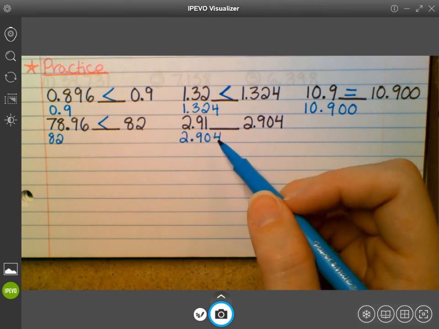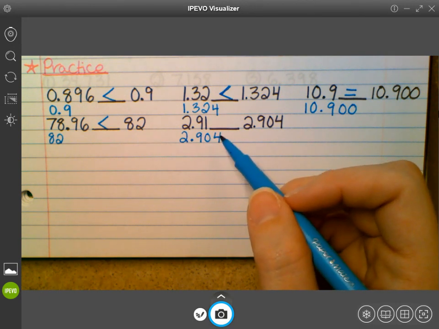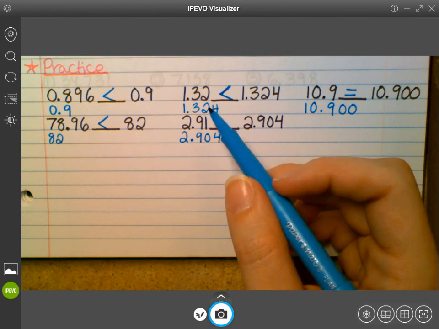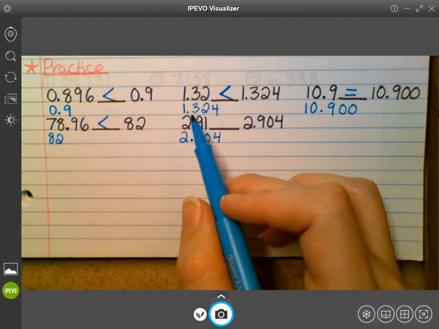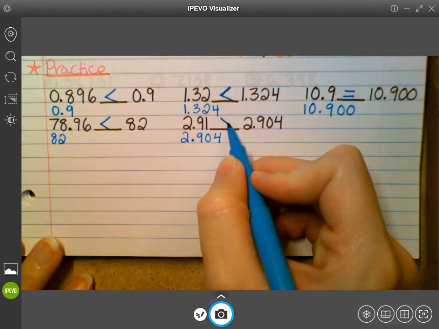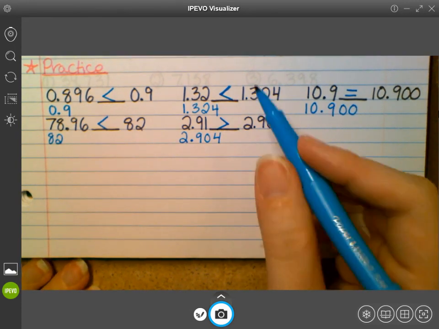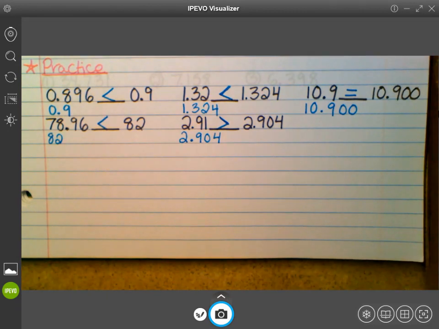It does not matter that our second number goes into the thousands place and has a 4. The 10th place is larger than the thousands place. So whatever number is larger here, it makes it the larger number. So 2 and 91 hundredths is greater than 2 and 904 thousandths. So I'm opening to the left with this one since that is the larger number.